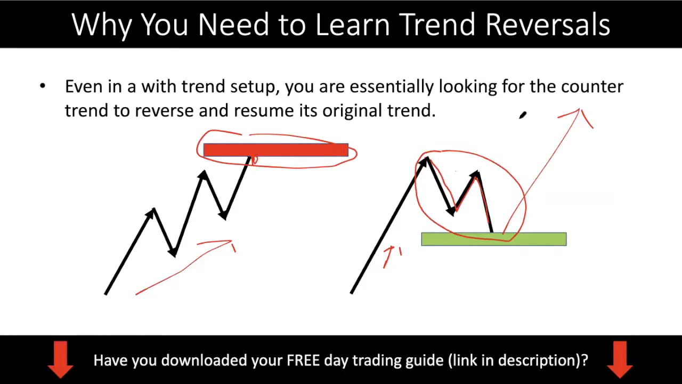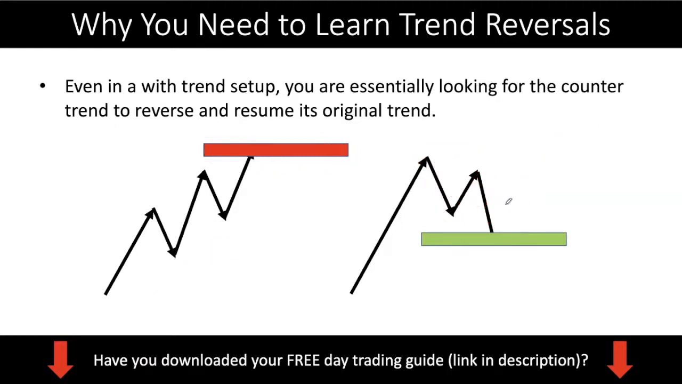I'm saying that even in a with-trend setup like this, you want to look at the counter trend as price retraces down. Try to identify when the market has changed, something like this. Let's say the price comes up, comes here, forms an inverted head and shoulders: left shoulder, head, and right shoulder, comes back up, and then you start buying.